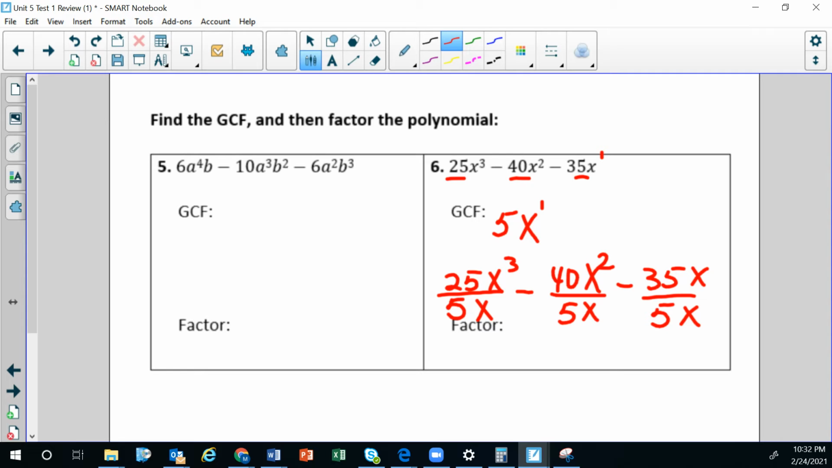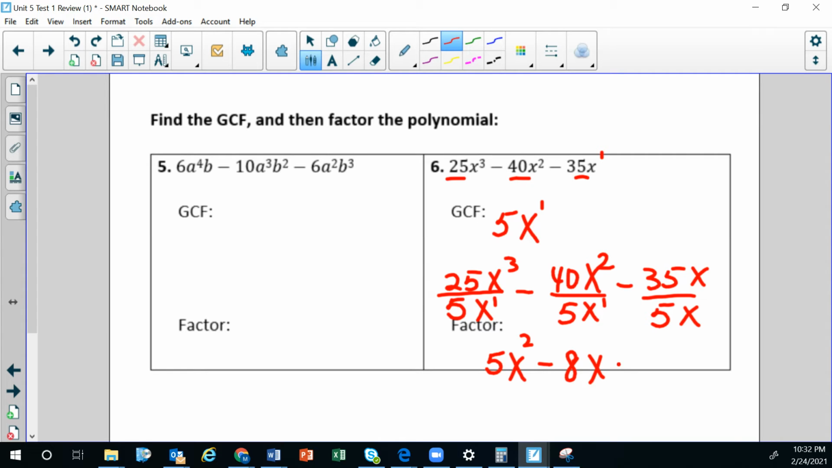So 25 divided by 5 is just 5. And then we have x cubed divided by x to the 1. Again, we subtract the exponents. That's going to give me x squared, minus 40 divided by 5 is 8. And then x squared divided by x to the 1 is just x, because 2 minus 1 is 1.